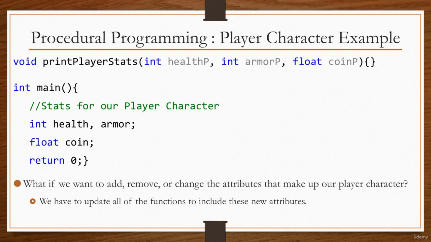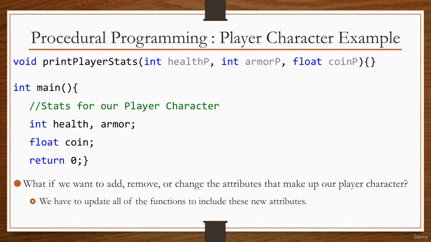As a simple example, let's say we want to model a player character for our game. Then we go and declare a bunch of variables, let's say in the main function. We want to keep track of the health of the player, the armor, and maybe how much cash that player has. Maybe they can buy things in-game, such as in a role-playing game, for example. So we have those variables now, and to print them out and to do things with them, we use functions. So that's great. We can do some functions such as void print player stats. Then we can pass those variables in as arguments for this function. So I have a health parameter, an armor parameter, and a coin parameter. The coin parameter is of type float.